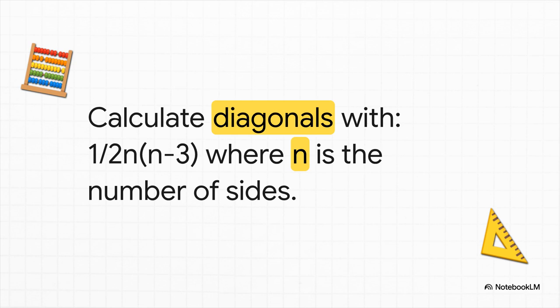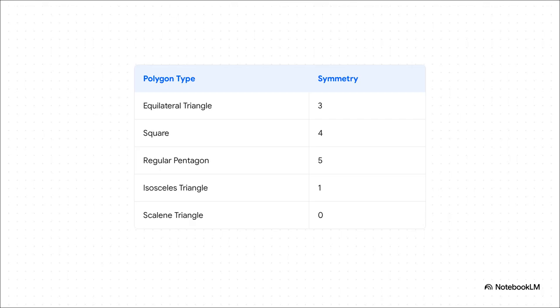Instead of guessing, you can use this simple algebraic formula to find out exactly how many diagonals cross through any polygon. It's 1/2 n multiplied by n minus 3. So for a triangle where n is 3, the math gives us exactly 0 diagonals. For a quadrilateral, it gives us 2. And for a pentagon, just plug in 5 for n, and you perfectly calculate 5 diagonals every single time. It's like magic.